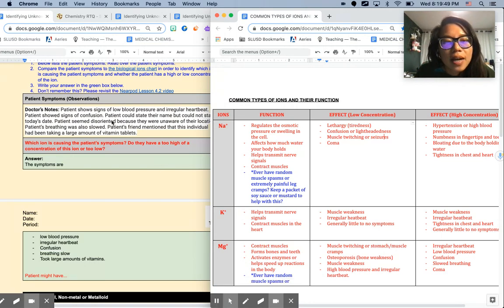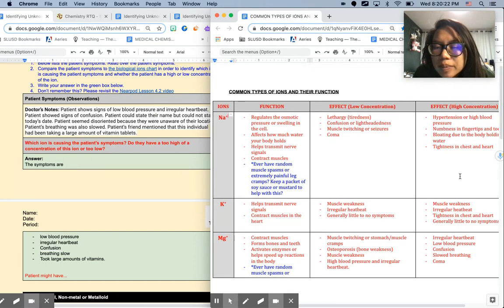Okay, so now that I've split my screen in half like this, I can look at the patient symptoms that I've listed on the left and then compare them to the ions and the symptoms on the right. So I'm looking for low blood pressure, irregular heartbeats, and confusion. So here I have high blood pressure. There's confusion here, so maybe it has something to do with Na plus, but it's missing the other symptoms. So I'm just going to skip this one.